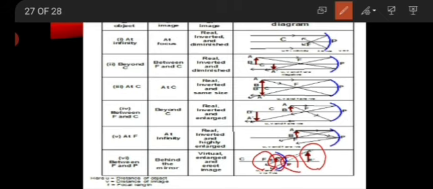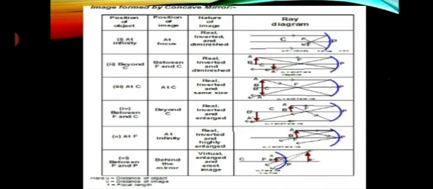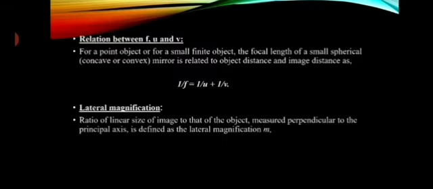So these were the various positions of objects placed and the image formed for the concave mirror. Next is the relation between f, u and v. For a point object or for a small finite object, the focal length of a small spherical mirror is related to object distance and image distance as 1/f = 1/u + 1/v.